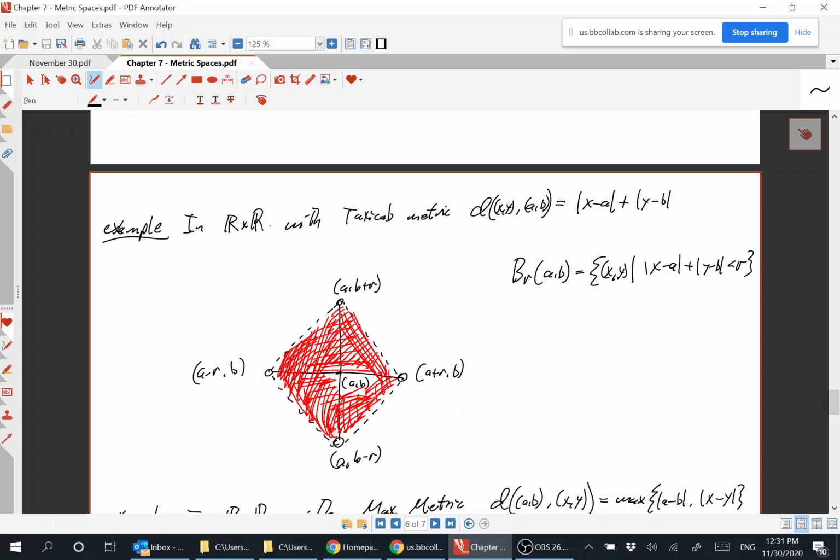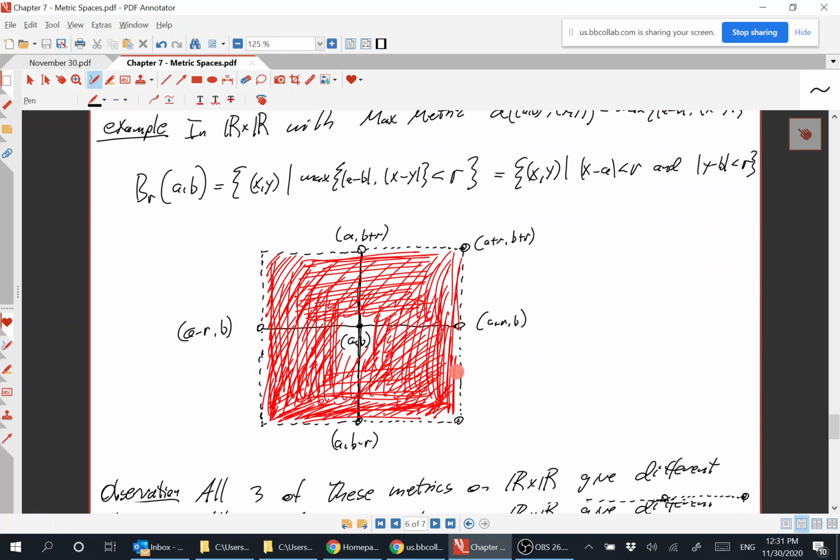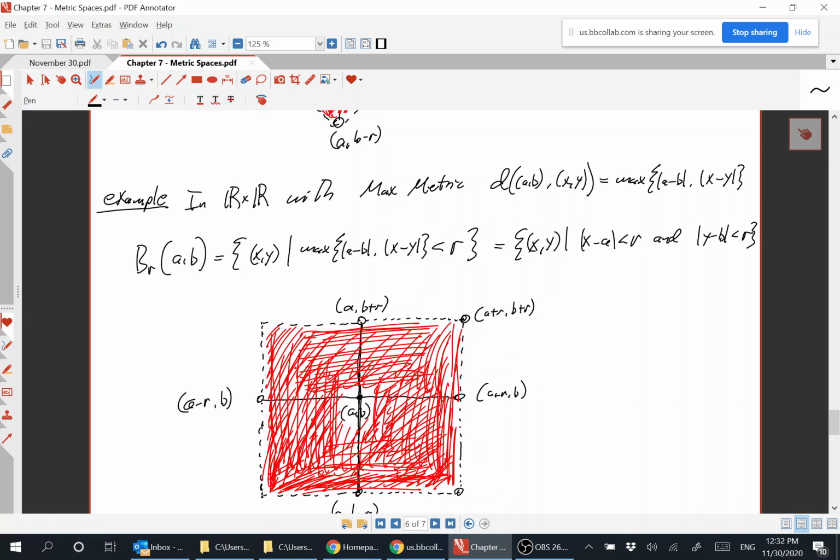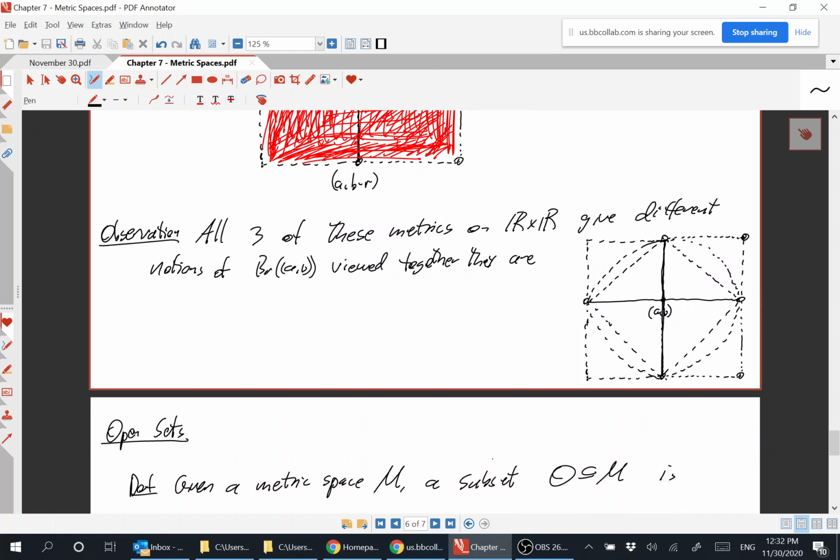With the taxicab metric, the ball of radius R around the point (A, B) is this diamond. And with the max metric, the ball around (A, B) of radius R is this square here. Right, so when you look at all three of those open balls together for those three different metrics in R cross R, they look like that. The taxicab metric one is the smallest of the bunch, then the Euclidean metric, and then the max metric.